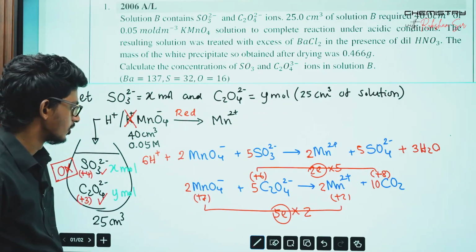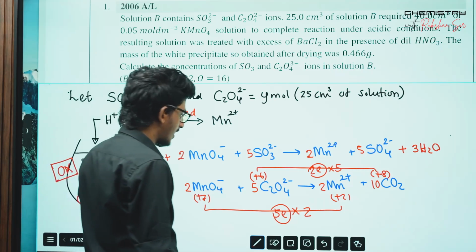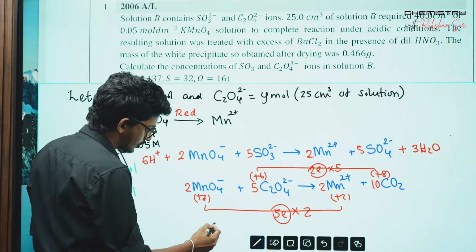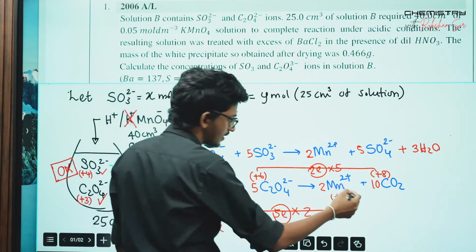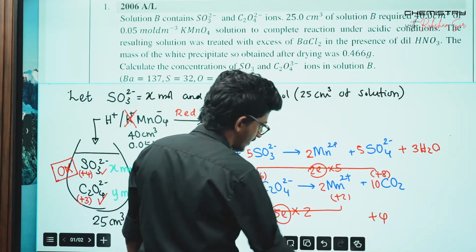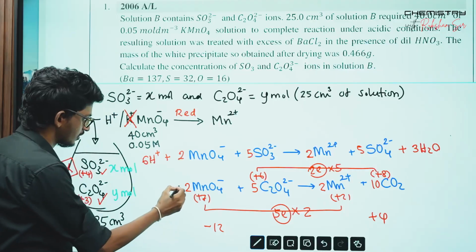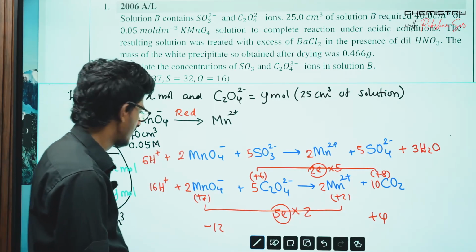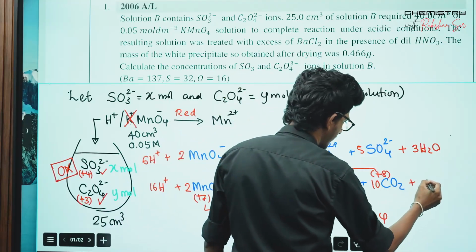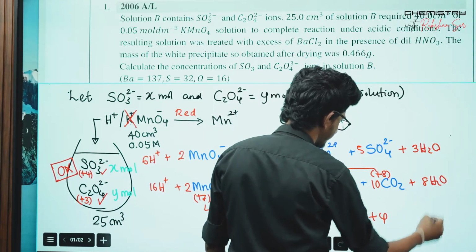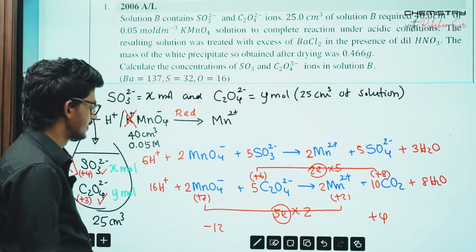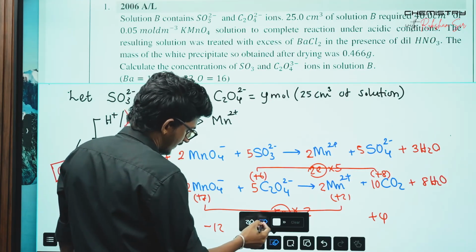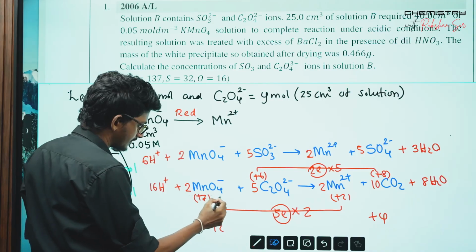Now the charge balancing: -2 is there, -10 also, so again -12 on this side, and on this side you have +4. So altogether 16 of difference. So 16 H pluses and 8 H2Os here. That's how the two reactions are balanced, right?